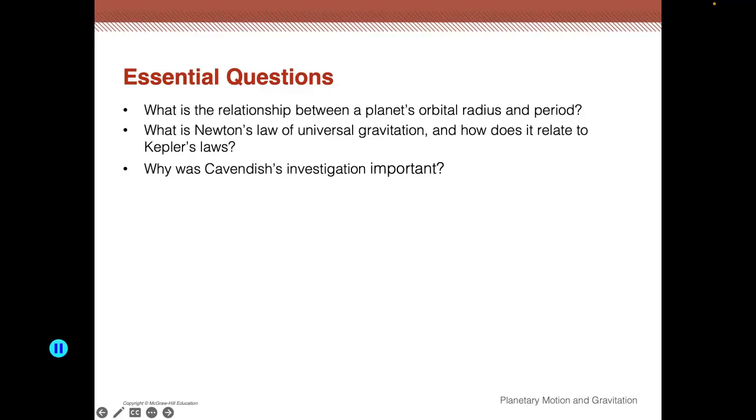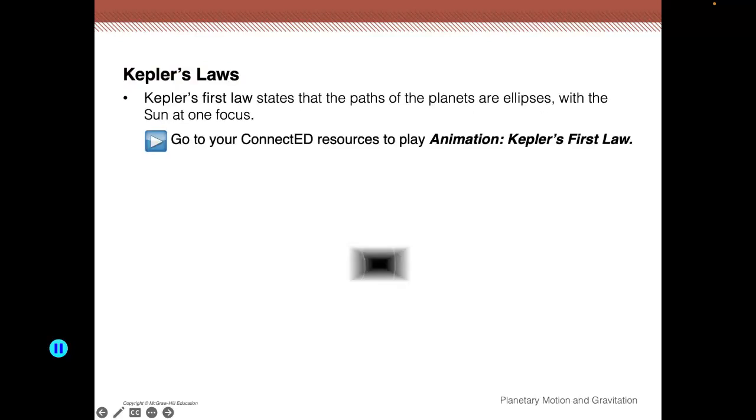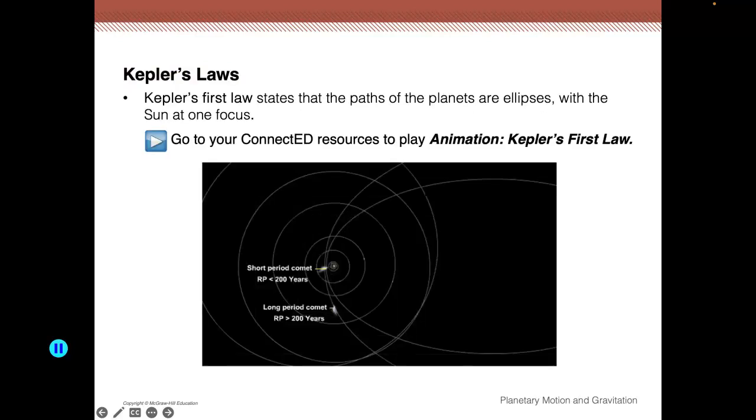You do not have to write these essential questions down in your notebook. They're just to help us know what we're focusing on as we go through the slides. So we're going to start out with Kepler's laws. Kepler's first law states that the paths of the planets are ellipses with the sun at one focus. So on one side of that ellipse.